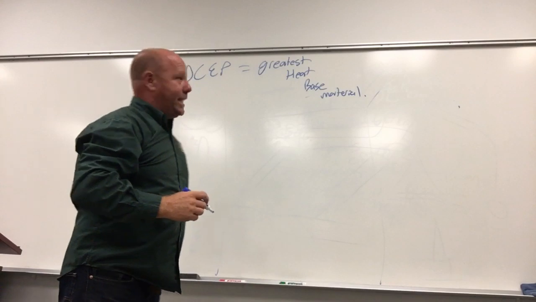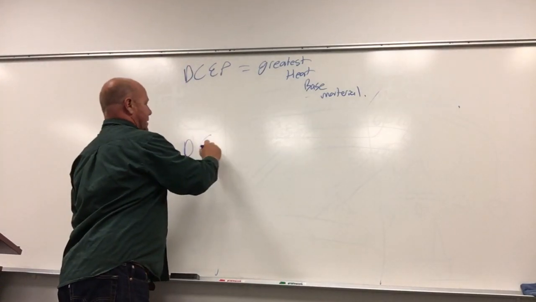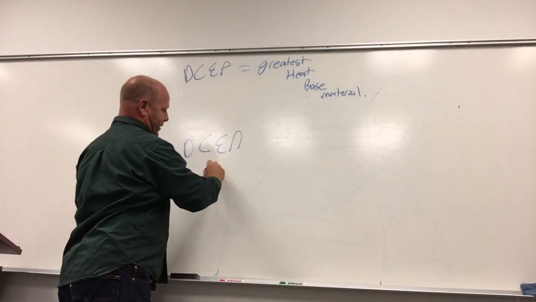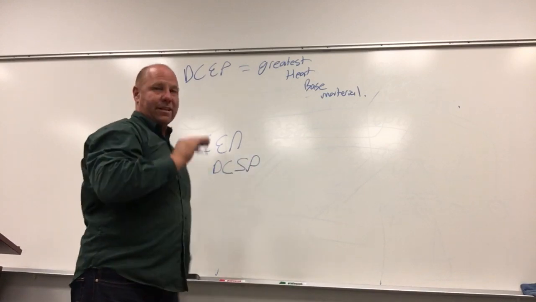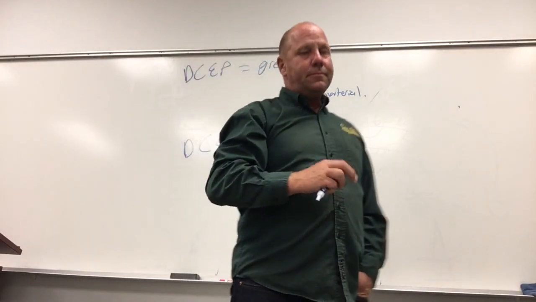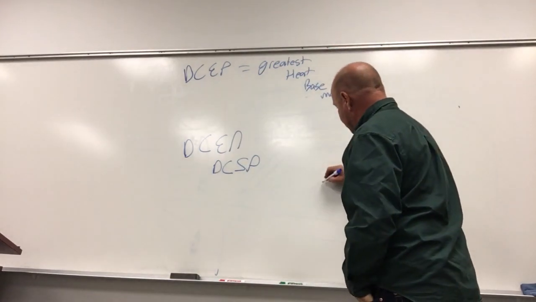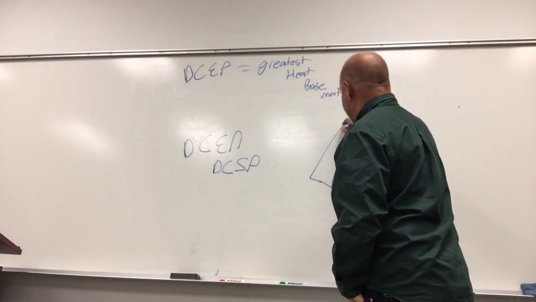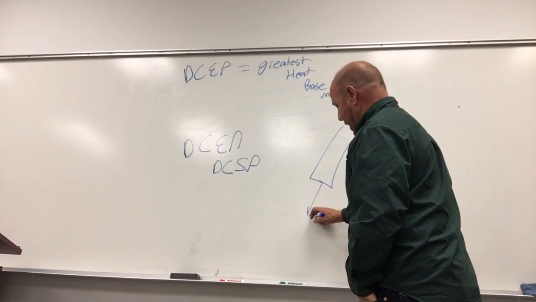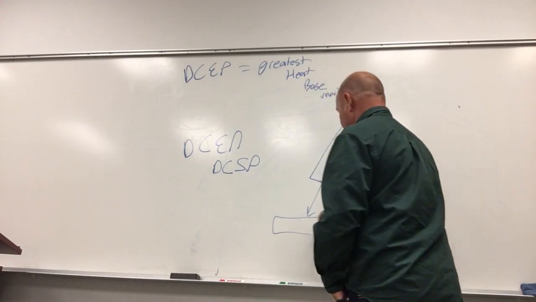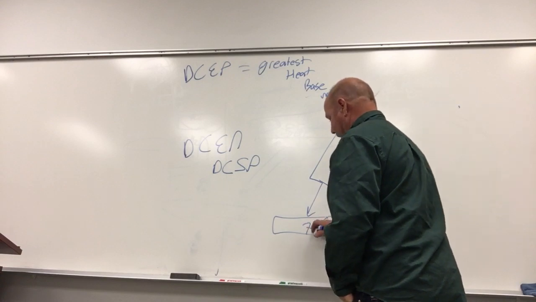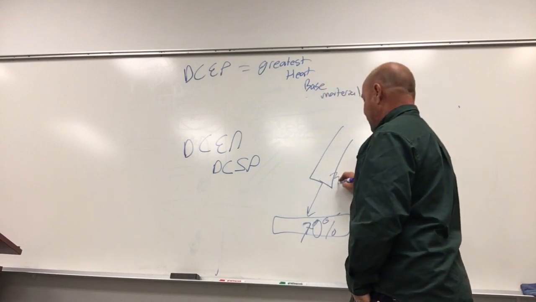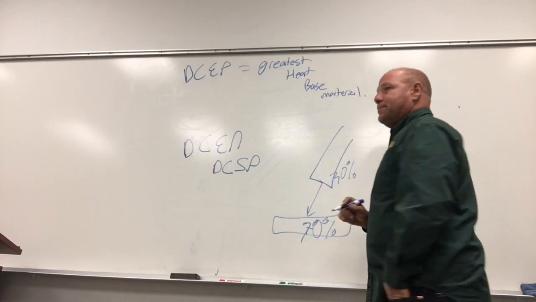The least amount of heat is going to be DC electrode negative, which we can also call DC straight polarity, like a little line, straight. And obviously you'll see, with electrons flying into the plate, we're going to end up with 70% of that heat in our plate and 30% of that heat up here.